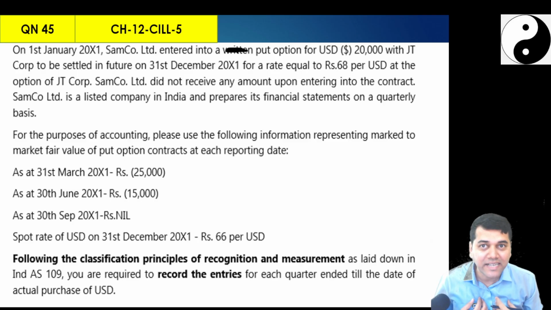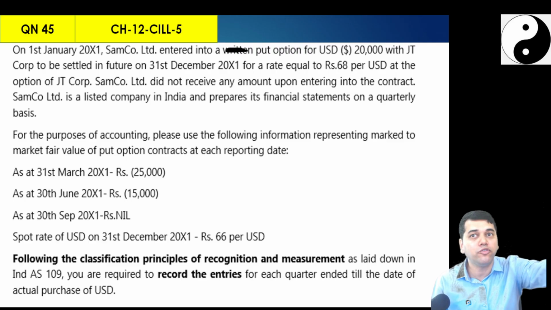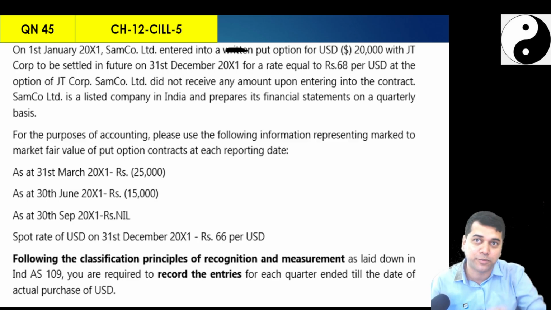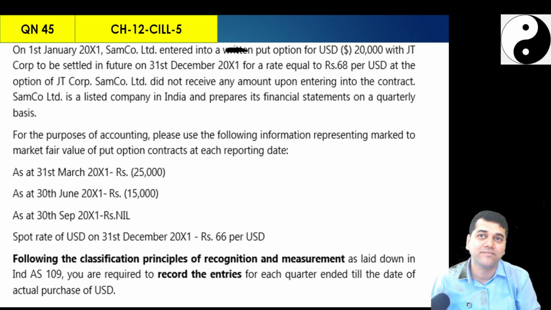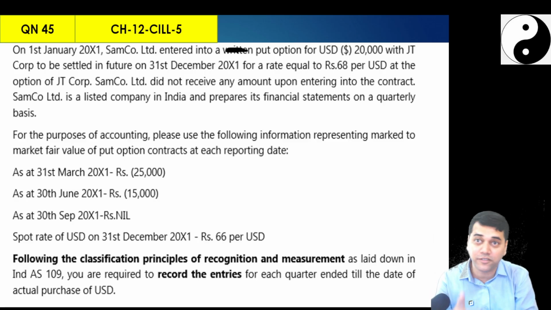Why? Because I'm a writer. The day I'm making a profit, the option holder is going to make a loss. Is he mad to exercise his option? He will never do it. But if I'm a put option holder, I will never ever make a loss. I will see only profit entries coming in my books. Understand? This is different from the previous question.